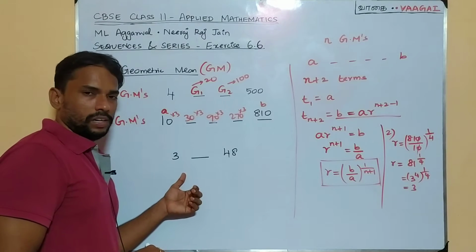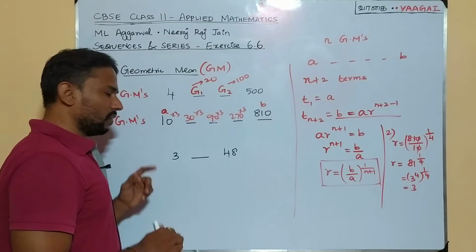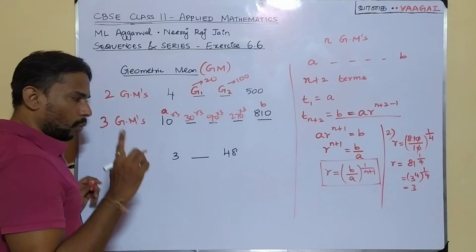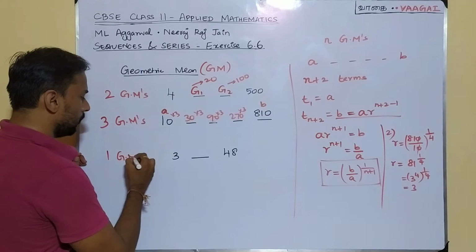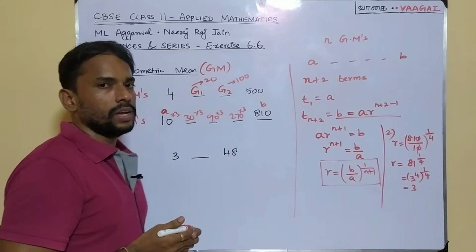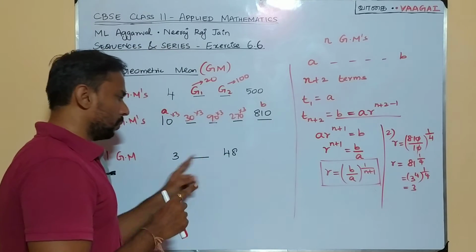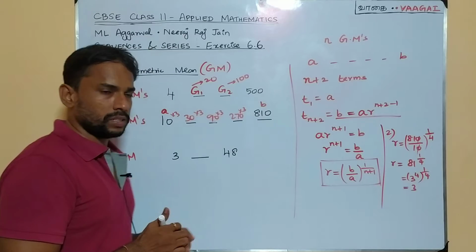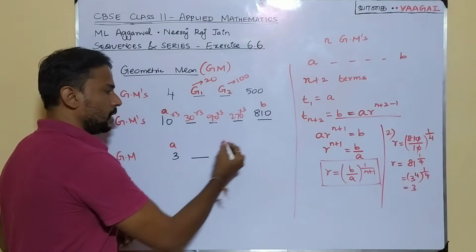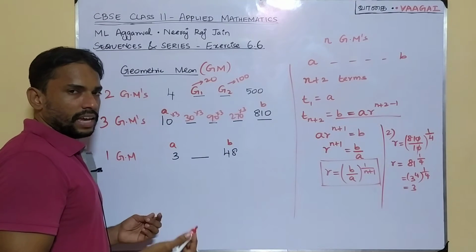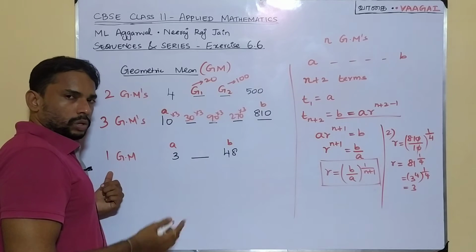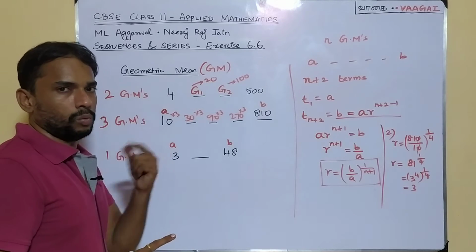We have one more example. Here the question is, insert one geometric mean, 1 GM between 3 and 48. Here we are supposed to insert only one geometric mean between these two numbers. So A is going to be 3, B is going to be 48, and n is going to be simply 1, because there's only one mean to be inserted.